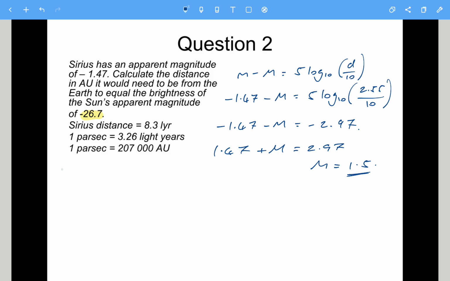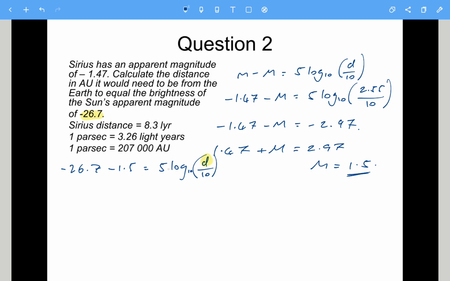So m minus M, so minus 26.7 minus the absolute magnitude, so minus 1.5, equals 5 log base 10 d over 10. What we need to do is rearrange to find d. I'm going to talk you through that. You've got minus 26.7 minus 1.5, so on the left-hand side, we get minus 28.2.